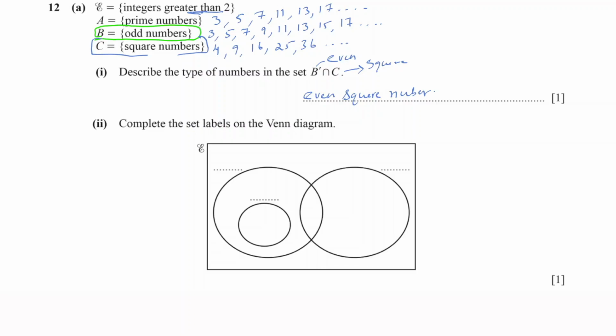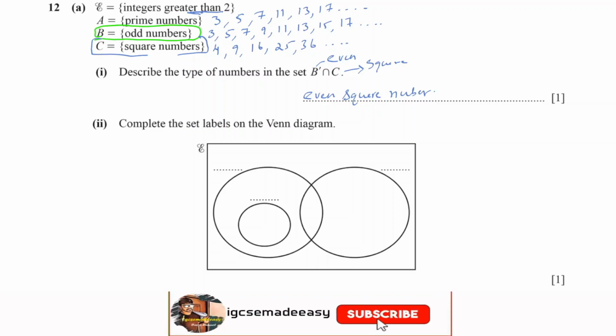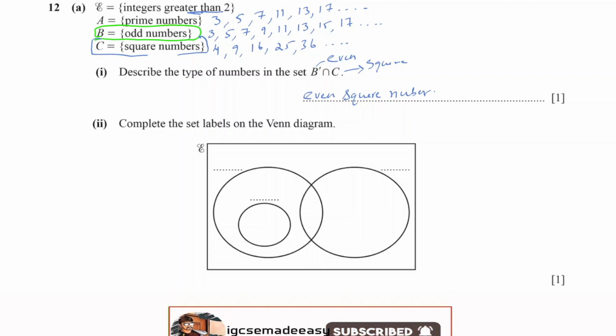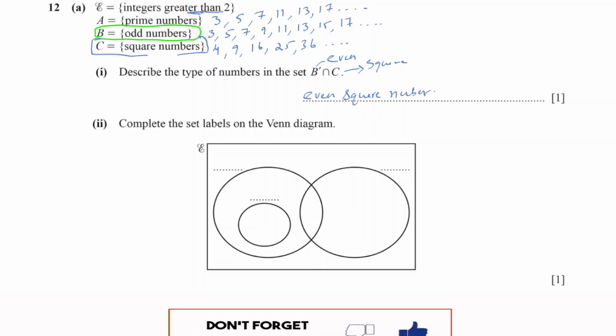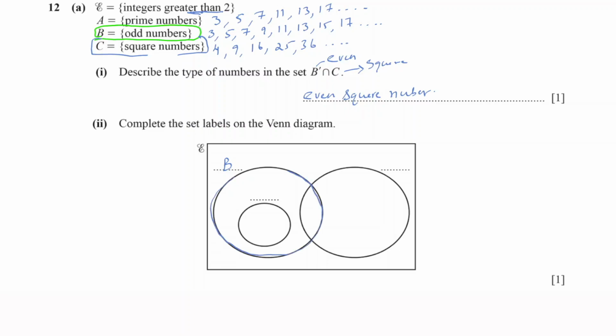You should know that 2 is the least prime number, and it is also the only even prime number. So all the rest of the prime numbers are odd. It means that B will be here, the bigger circle, and under that all the prime numbers come. So prime numbers are A.